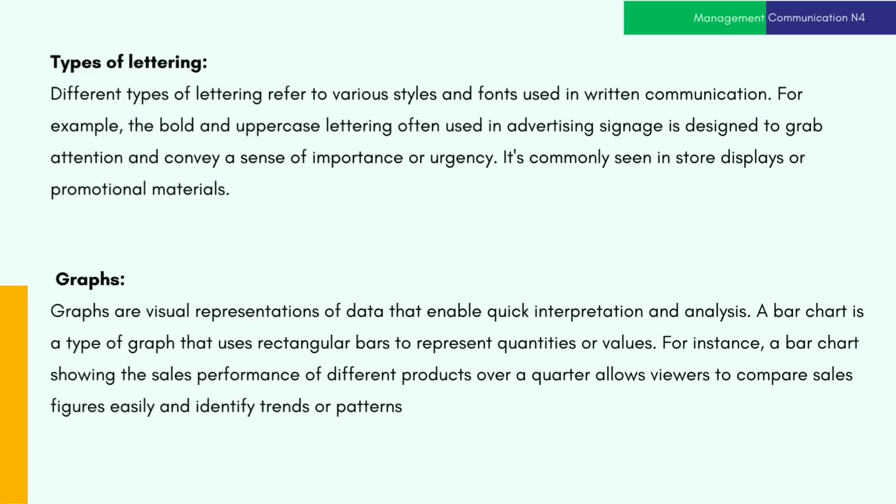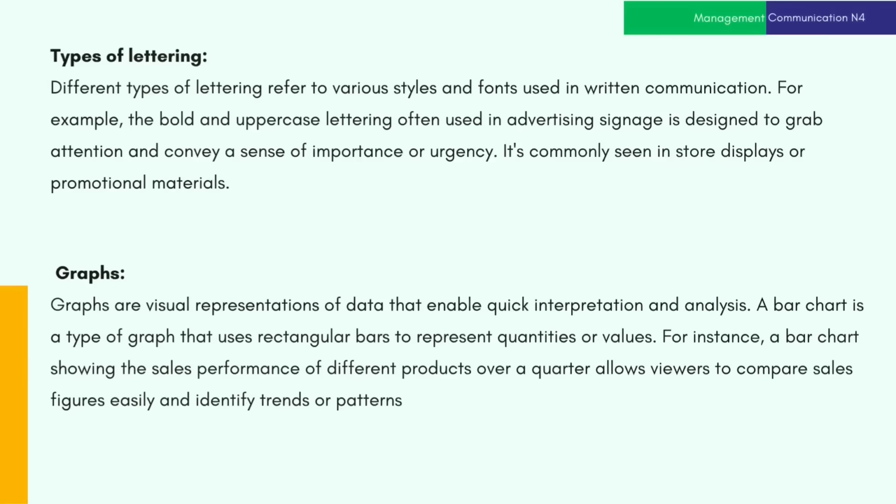5. Graphs. Graphs are visual representations of data that enable quick interpretation and analysis. A bar chart is a type of graph that uses rectangular bars to represent quantities or values. For instance, a bar chart showing the sales performance of different products over a quarter allows viewers to compare sales figures easily and identify trends or patterns.